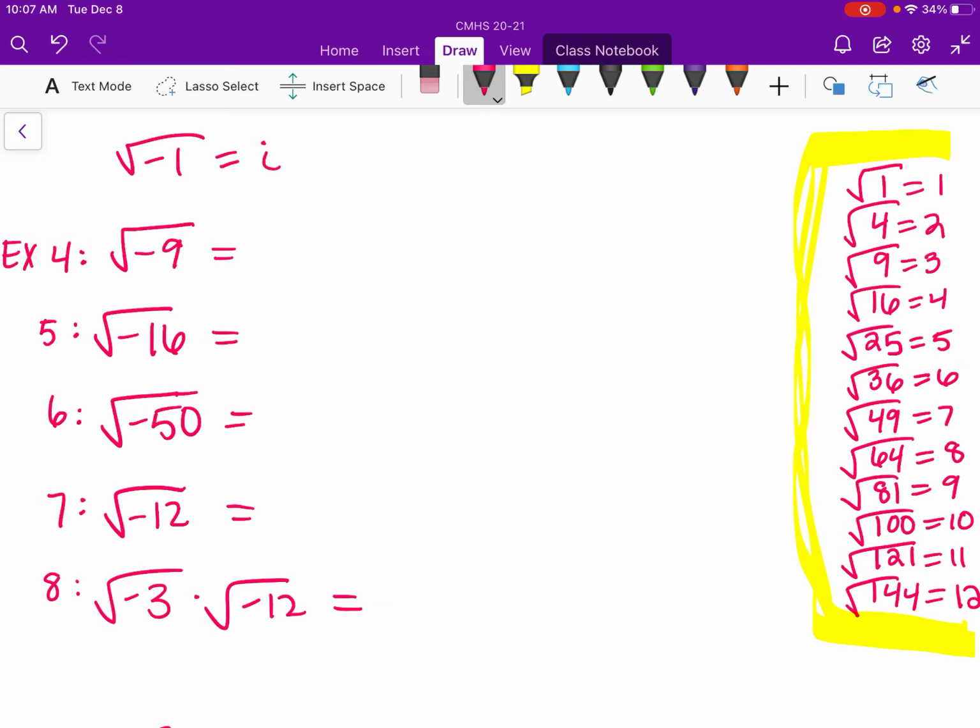So let's do example 4, the square root of negative 9. This can be broken down into 9 and negative 1, right? We just separated because 9 times negative 1 is negative 9. And look over here on your chart. Is the square root of 9 a perfect square? Yes, it is, and it is 3.